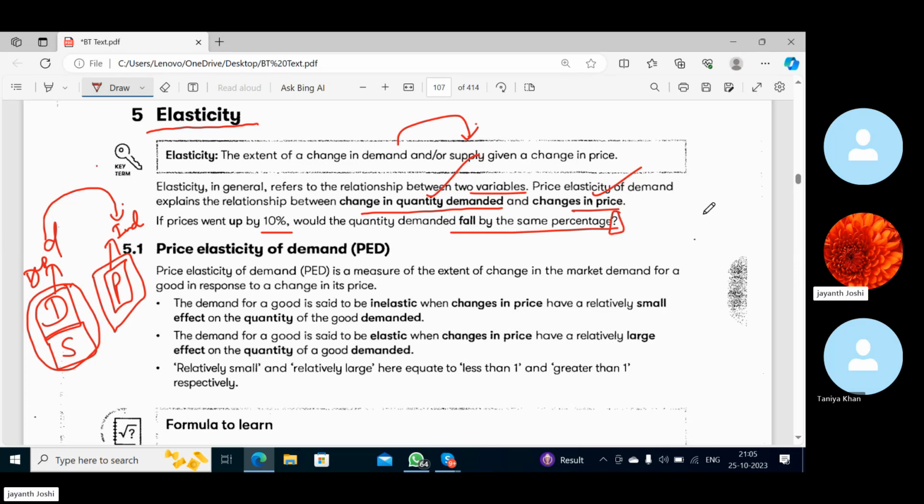Sometimes it may fall by the same percentage. Sometimes it may fall by a very high percentage. Sometimes it may fall by a lower percentage. That means with changes in price, let's say the price has gone up by 10%, demand in this case responds very little. The responsiveness in demand is very little. That means despite the increase in price, the decrease in demand is very minimal.